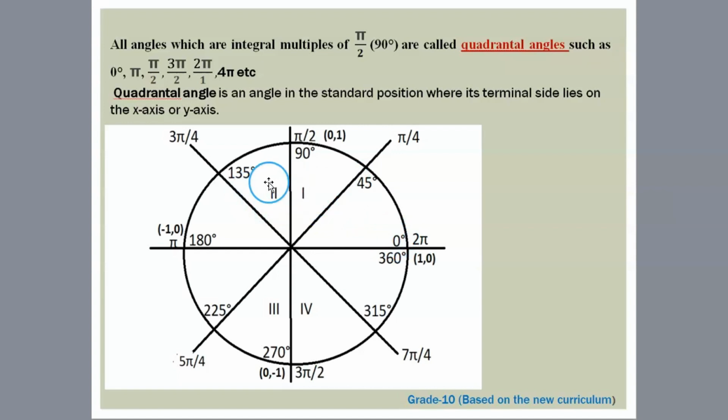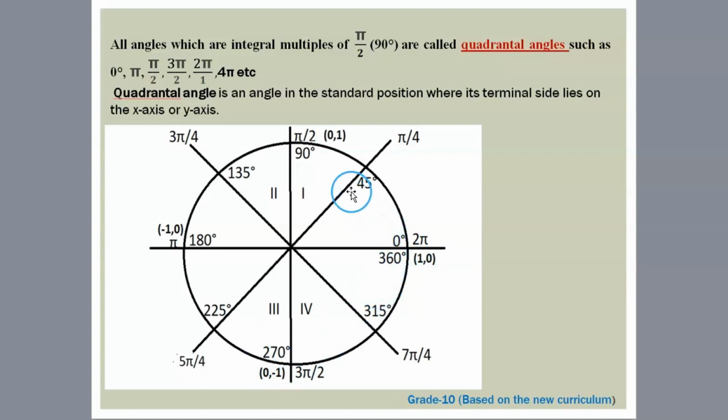In the second quadrant the angle measure is between 90 degrees and 180 degrees, and in the third quadrant the angle measure is between 180 and 270 degrees, or between pi and 3 pi over 2. In the fourth quadrant the angle measure is between 3 pi over 2 and 2 pi, or between 270 degrees and 360 degrees.